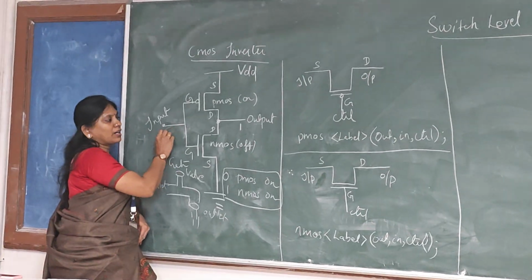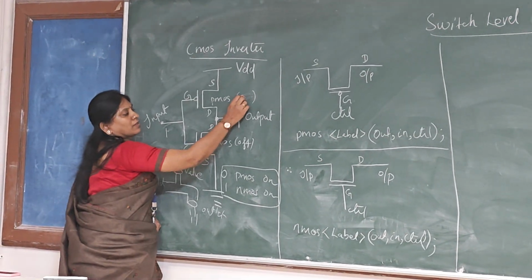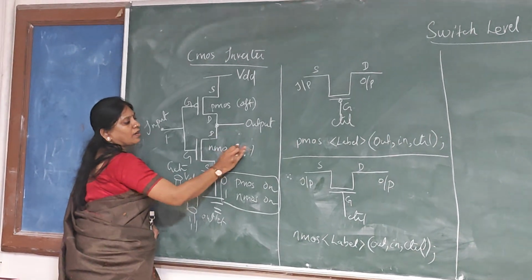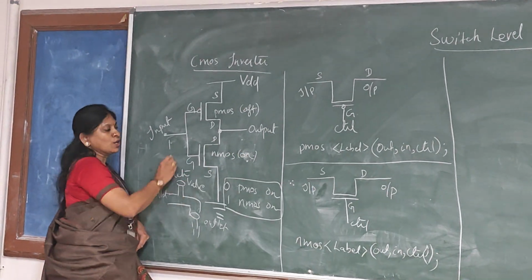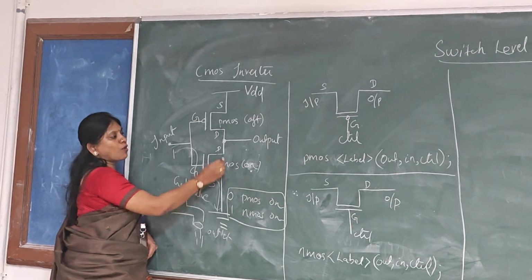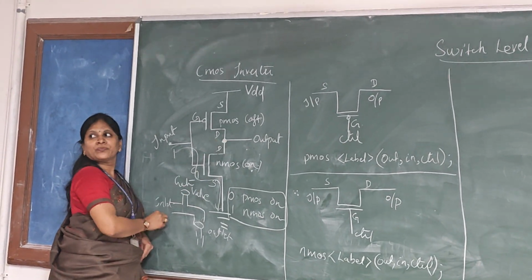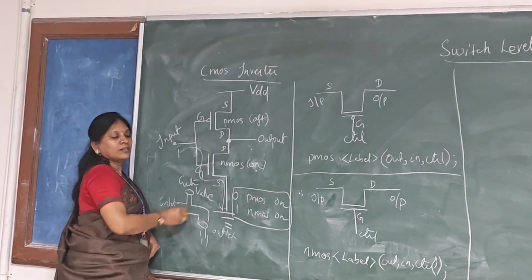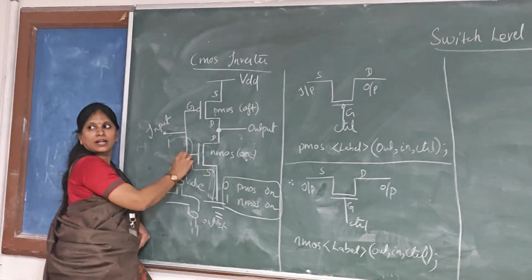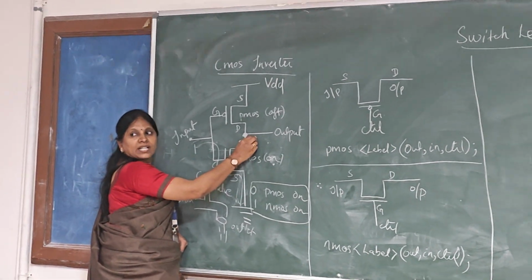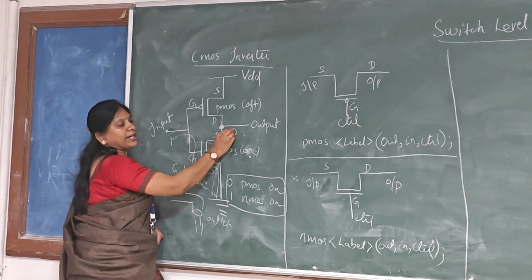If you apply 1, what will happen? The PMOS becomes off and the NMOS is on. So all the current passes to ground through this path. So you get the low voltage at this point. So 0 will be given.